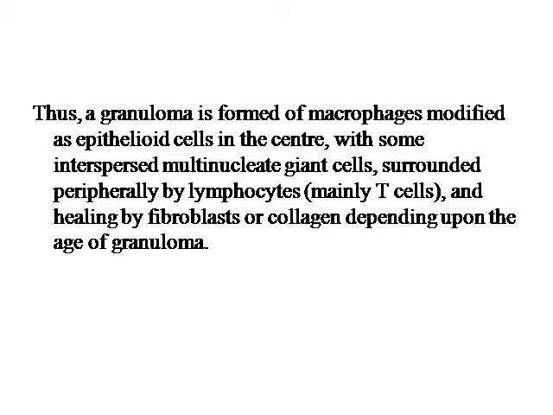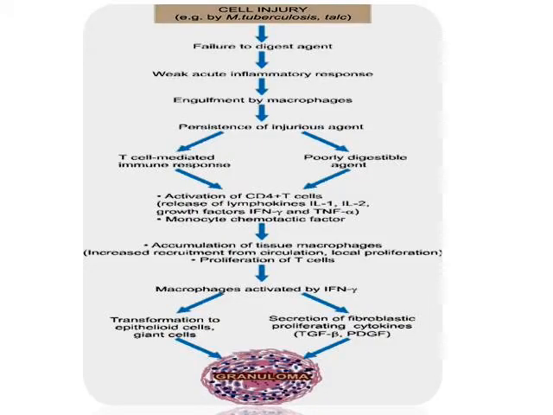So as the age progresses, there are changes. Again, we find some changes in the process of granuloma. Fine. So this is in short a picture elaborating how exactly the granuloma is formed. First, cell injury, cell destruction takes place, with an inflammatory reaction. There is a failure to digest the agent, then it goes for a weak acute inflammatory response.